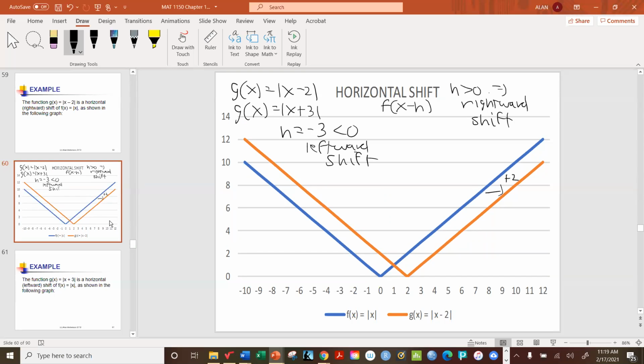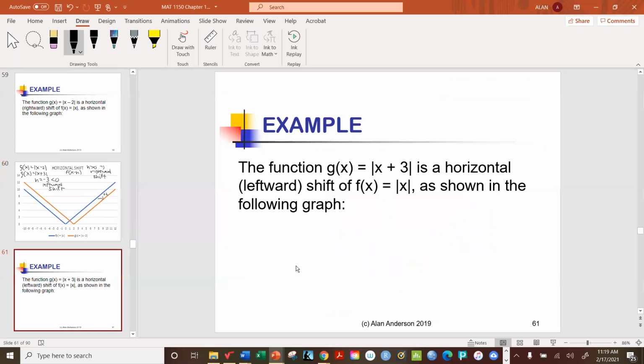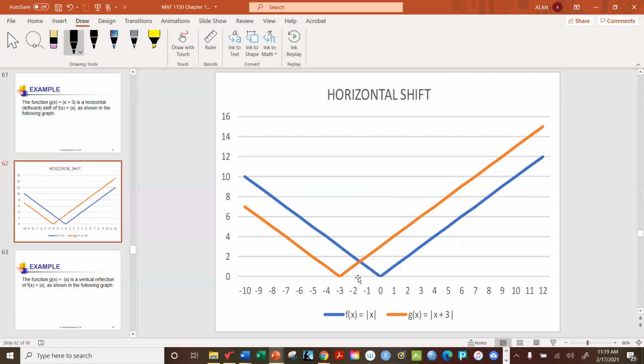So you'll not be shocked to see what this thing looks like. Why, yes, indeed, it shifted to the left by 3. It's still the same shape. And you notice that it touches the horizontal axis at negative 3.